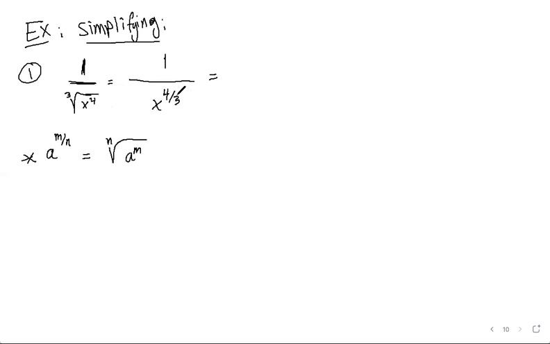How can I just move it up? What do I have to do? Now I move this one up. I change it to the negative exponent, x to the negative 4 over 3. That's it. Any question for this one?